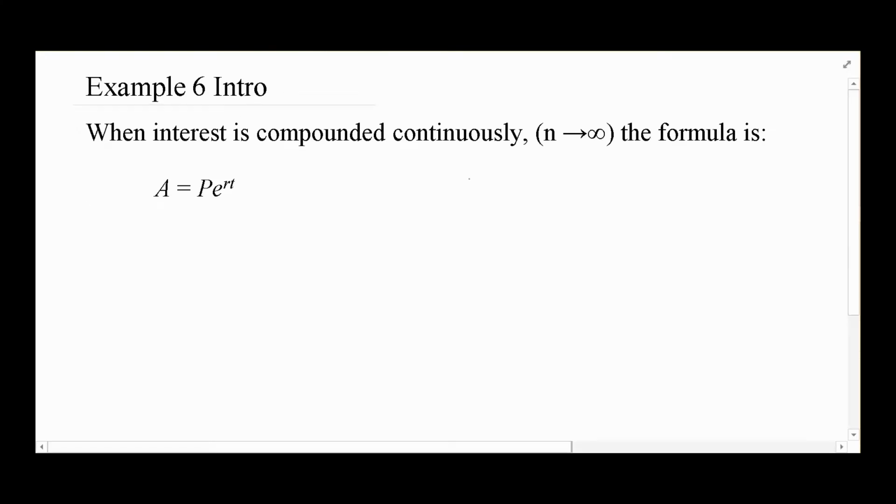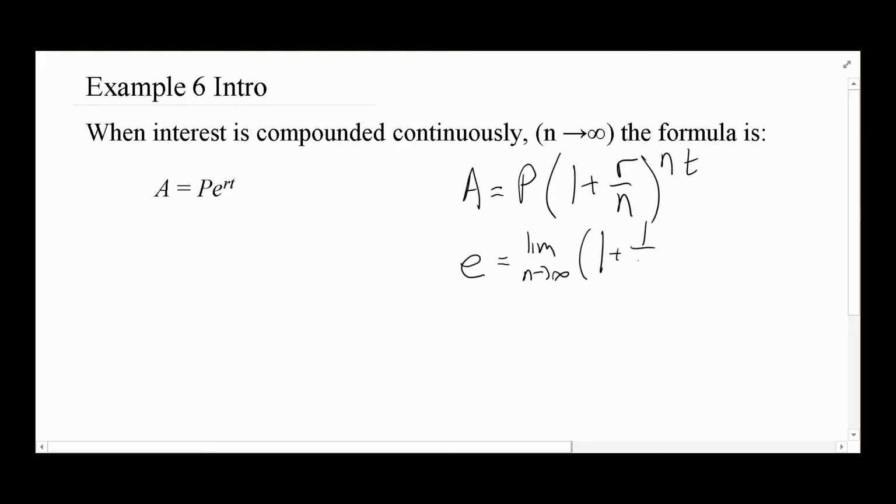So I want to remind you that we've talked about compound interest in the past, where we had A equals P times 1 plus r over n, all to the nt power. But I want to remind you also that I defined e as being the limit as n goes to infinity of 1 plus 1 over n to the n power. So notice we've got 1 plus something over n to the n power.